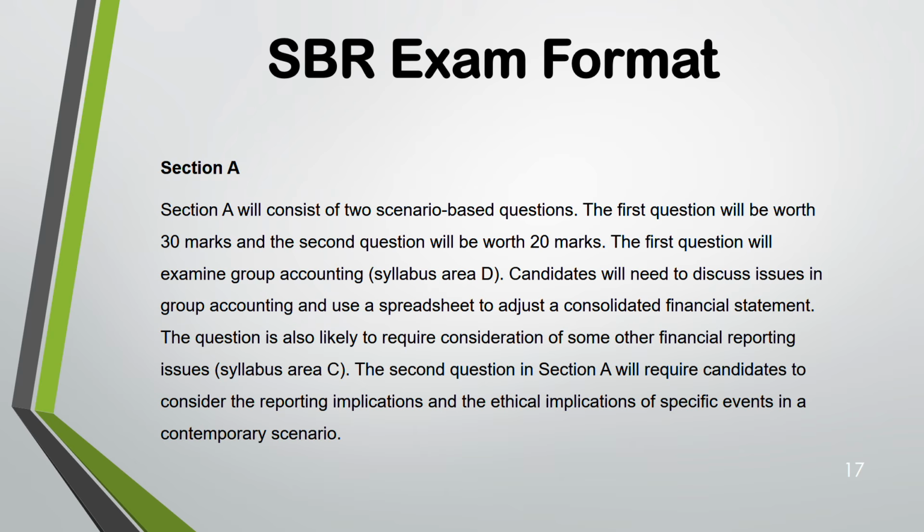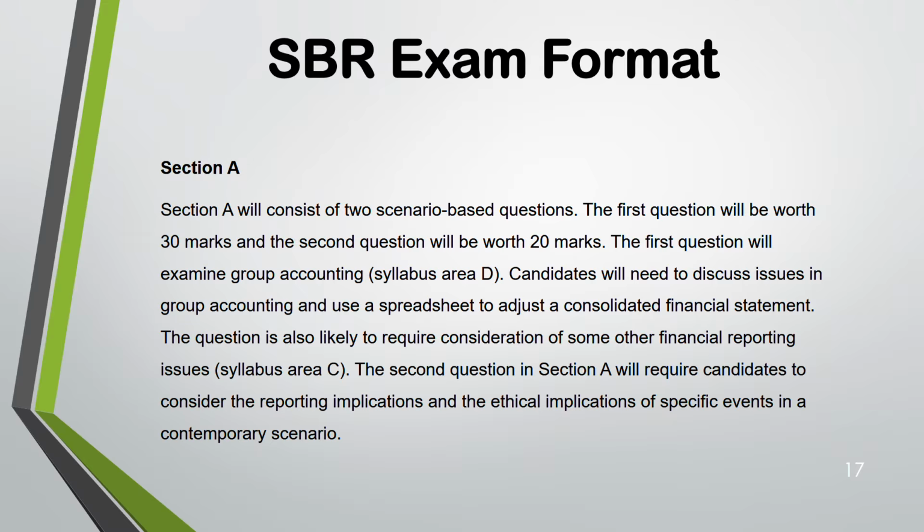In group accounting questions, you have to use the spreadsheet to adjust your consolidated financial statement. Okay. Also, along with syllabus D, you might also be asked some financial reporting issues in syllabus C. For example, there could be lease, or revenue, or provision, or anything. Okay, any one of it they might give.